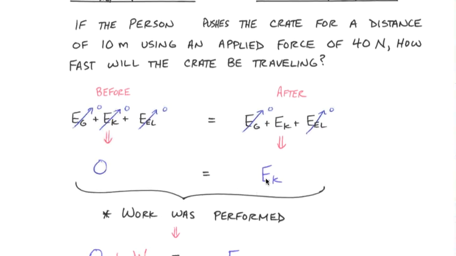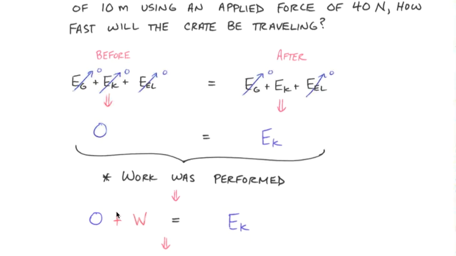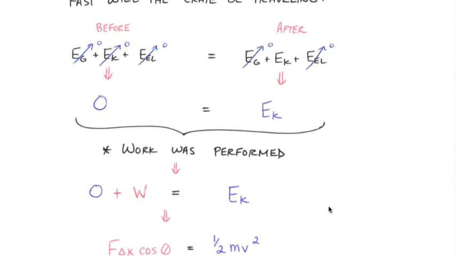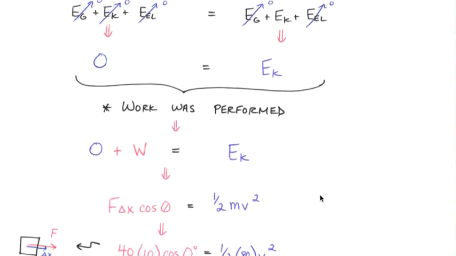This is a sure tell sign here that work was performed. So I'm going to add it on this side over here. I didn't start with any energy, but that man performed some work, and that has to equal the kinetic energy I gained. Now we know work is force times displacement times the cosine of the angle between the force and displacement, and in this case that will have to equal 1/2 mv squared using the final velocity.